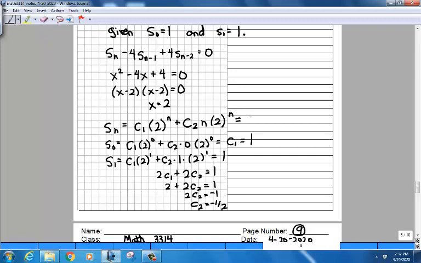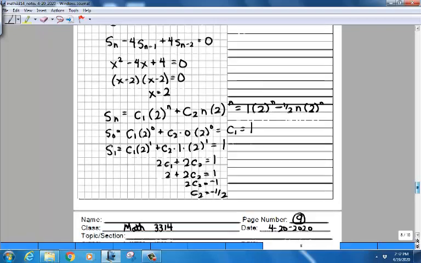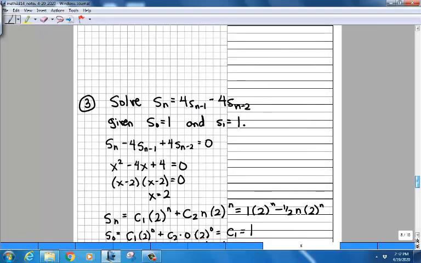So the correct solution for my recurrence relation is what? 1 times 2^n minus 1/2 times n times 2^n. Nice. Let's see if that gives us some correct values for this recurrence relation.